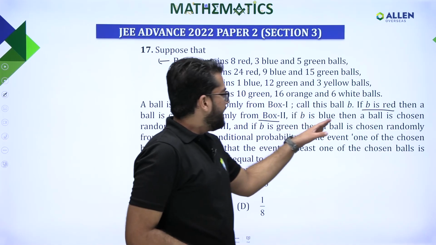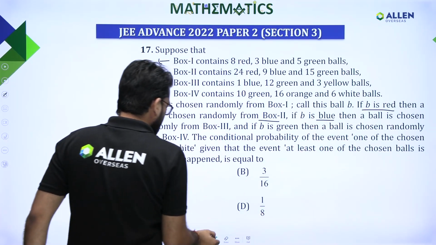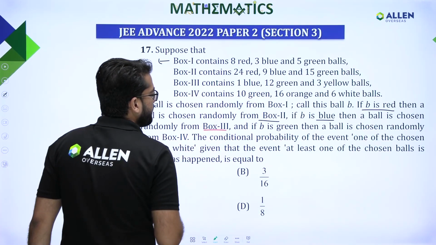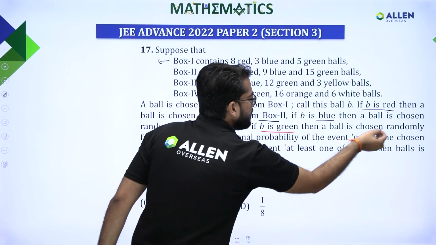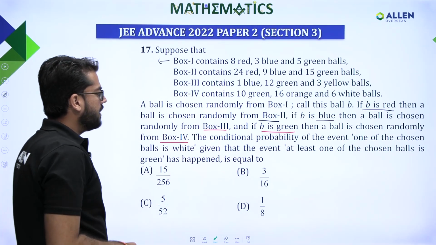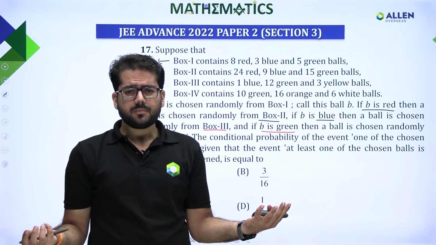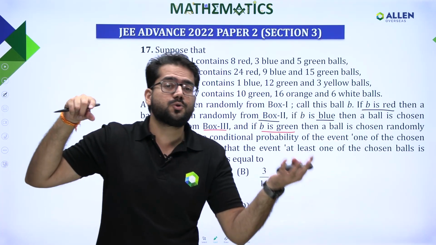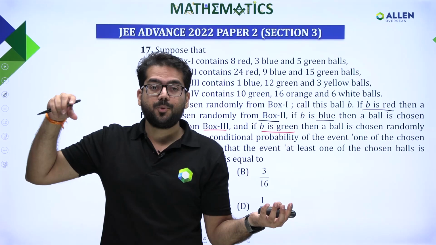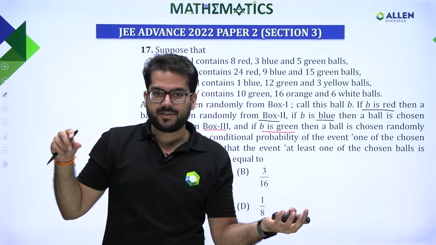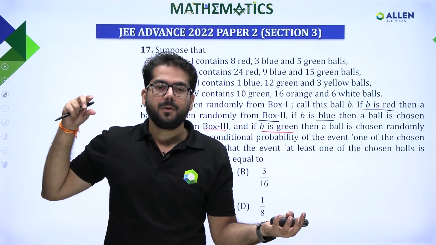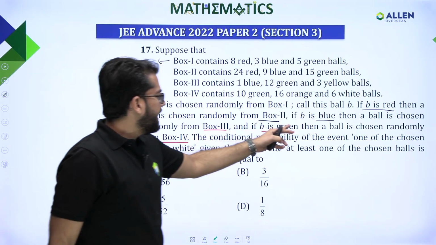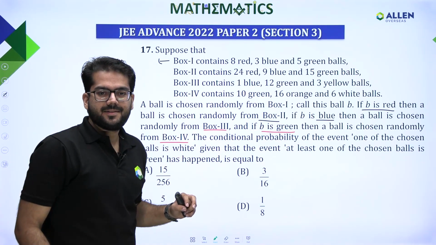If B is blue, then a ball is chosen from box 3. If B is green, then the ball is chosen randomly from box 4. So, once we have the 4 boxes, let's say we choose a red ball from box 1, then we go to box 2 for the next round. If the chosen ball is blue, we go to the third one. If it is green, we go to the fourth box. Are you getting my point?